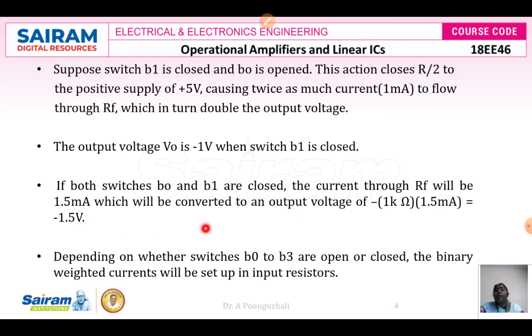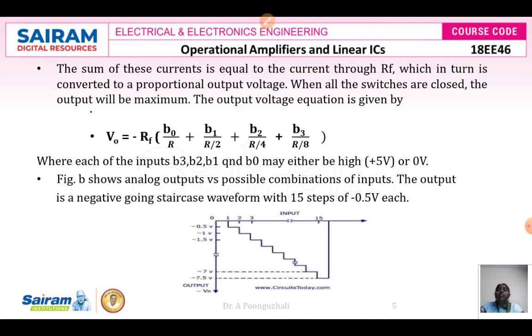So depending upon whether the switches B0 to B3 are open or closed, the binary weighted currents will be set up in the input resistors. The sum of these currents is equal to the current that flows through the feedback resistor, which is then converted to a proportional output voltage. So when all the switches are closed, the output will be maximum.